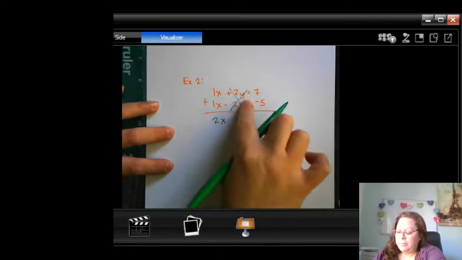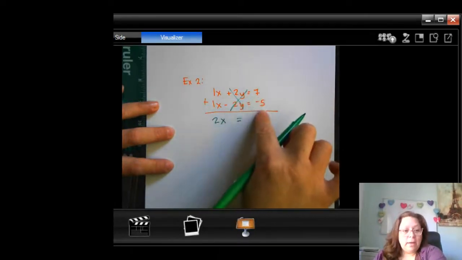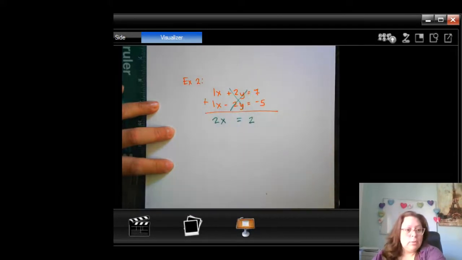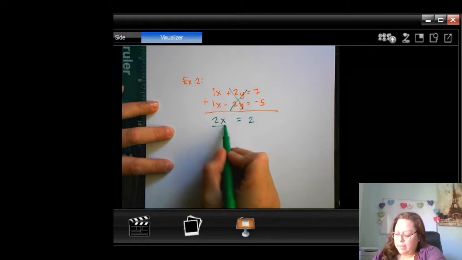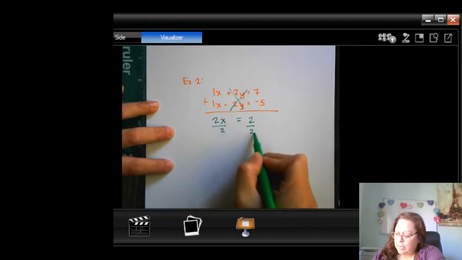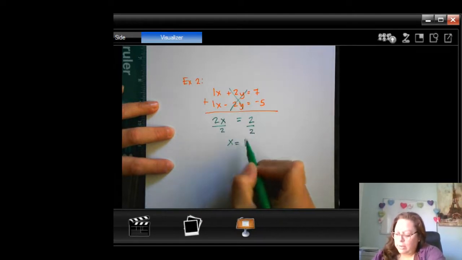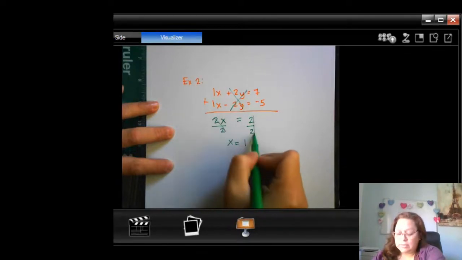That becomes 0. 7 minus 5 is 2. So now solve for the variable. Divide by 2. And x equals 1. This is 1. This is 1.